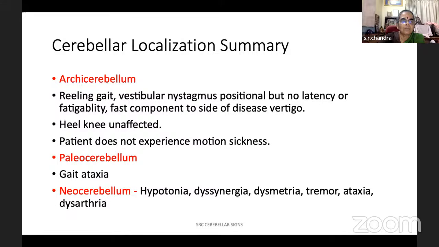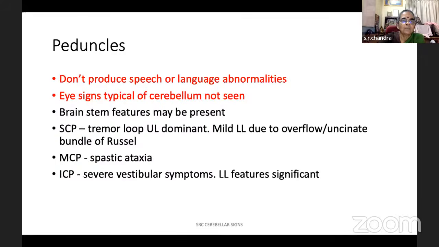Then we have gone through the cerebellum, which is vestibulocerebellum. So drunken gait, classical drunken gait with eye signs. Paleocerebellum, I showed only the leg is there, so gait ataxia. Neocerebellum, every other dysfunction of cerebellar disease is there in the neocerebellum. And peduncles, remember, do not produce speech or language abnormality. So when a patient is having speech or language abnormality, even though the other signs of the patient are predominantly brainstem, you have to invoke the neocerebellum. Speech and language will not be affected in peduncle disease.